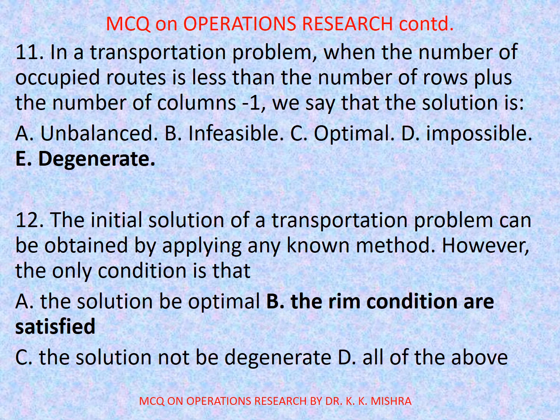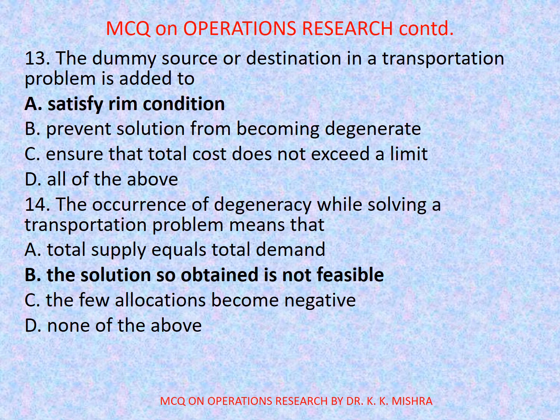12. The initial solution of a transportation problem can be obtained by applying any known method. However, the only condition is that A. The solution be optimal, B. The rim conditions are satisfied, C. The solution not be degenerate, D. All of the above. Correct option is B. The rim conditions satisfied. 13. The dummy source or destination in a transportation problem is added to A. Satisfy rim condition, B. Prevent solution from becoming degenerate, C. Ensure that total cost does not exceed a limit. D. All of the above. Correct option is A. Satisfy rim conditions.